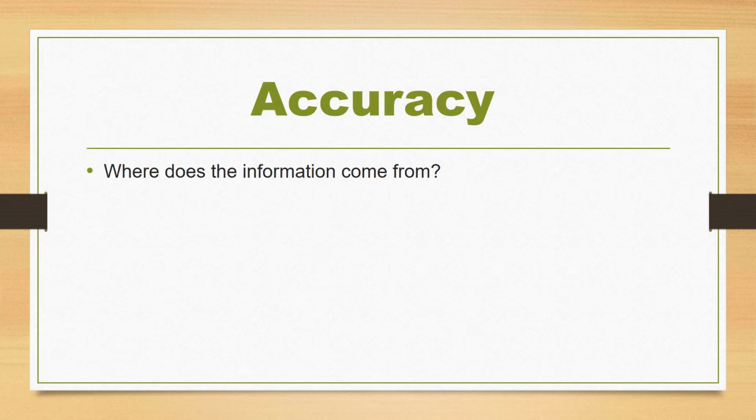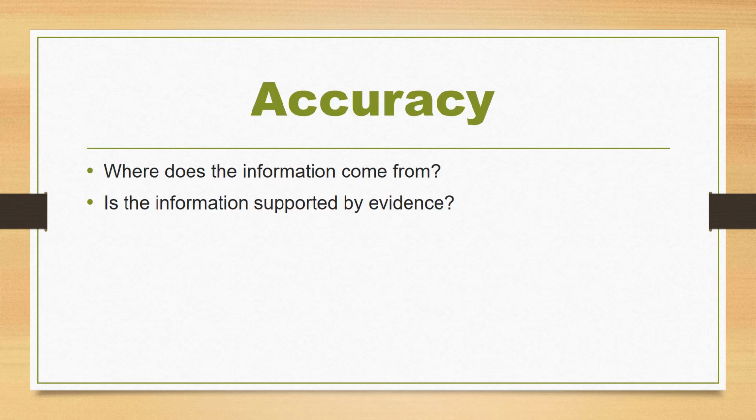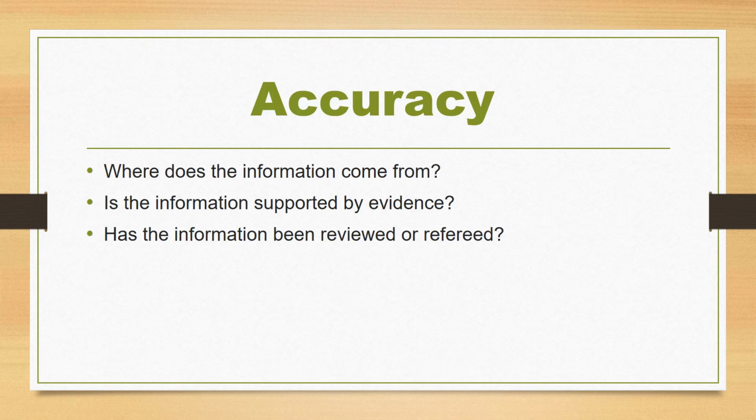Accuracy. This one again seems kind of obvious, right? But where does the information come from? You do want to think about whether or not the information is supported by evidence. And here, one of the things you can look for is the references, which sometimes are in the form of links if it's an online source, or there might be a list of references at the end of an article.